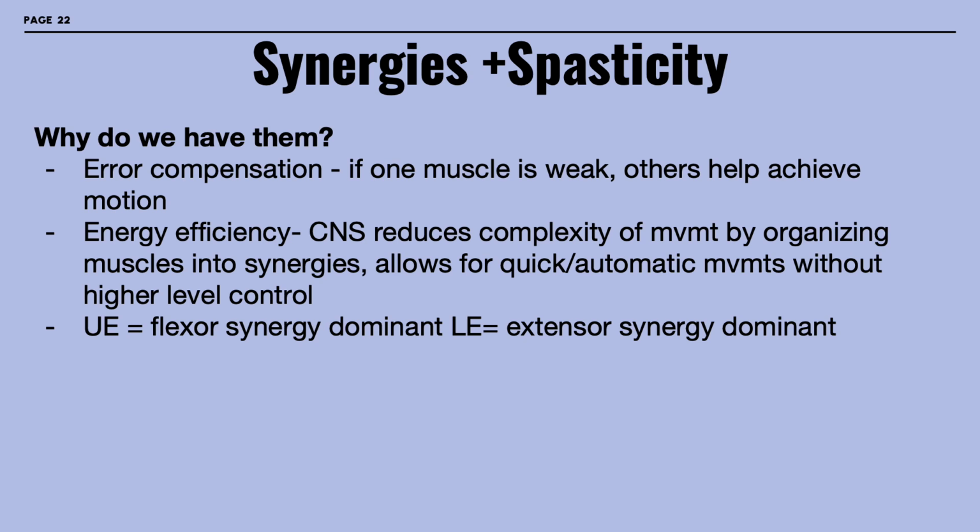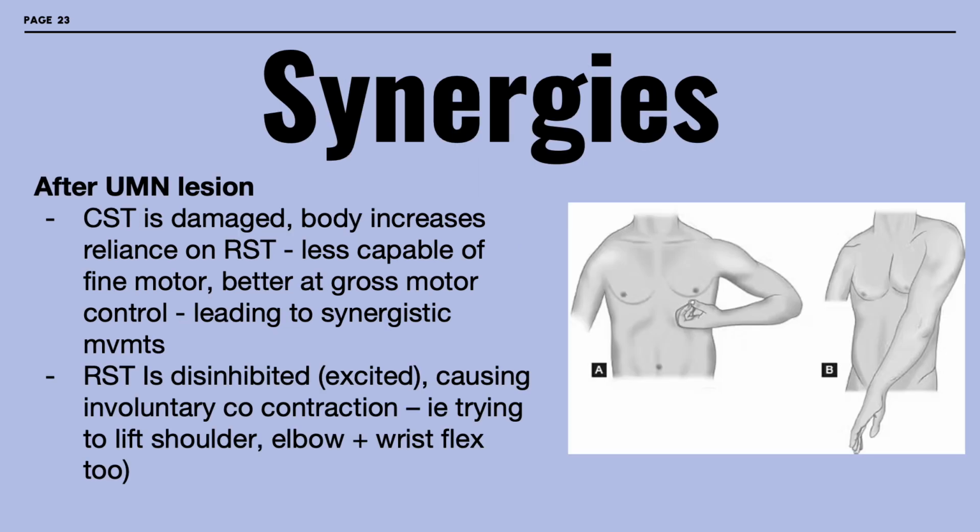And here's some pictures of those right there. This is a flexor synergy of the upper extremity. This is our extensor synergy of our upper extremity. So after an upper motor neuron lesion, when the corticospinal tract is damaged, the body increases reliance on the reticulospinal tract, which is, as we said, less capable of fine motor control and better at gross motor control, leading to these synergistic movements. The reticulospinal tract is excited, causing that involuntary co-contraction where you try to lift your shoulder and your elbow and wrist flex along with it.